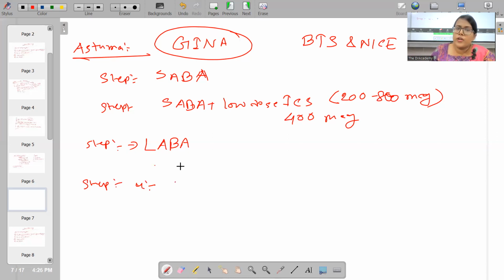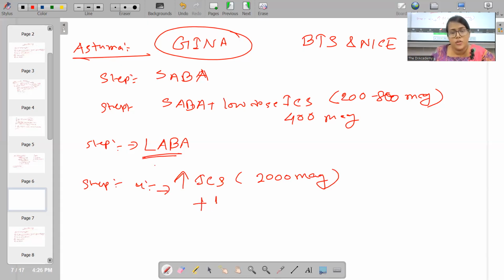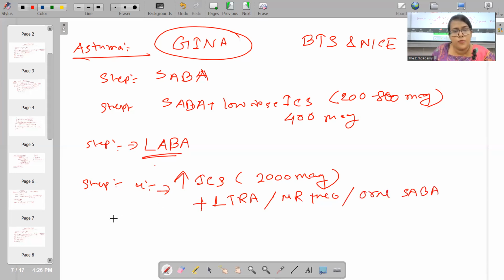Here in step 4, if there is no response to LABA, then you can also stop the LABA here, okay? And increase to the maximal high dose of inhaled corticosteroid in step 4, maybe even 2000 mcg, you can go for that in step 4 management. And if still not showing symptom control, then you can consider adding another medication like leukotriene receptor antagonists such as montelukast, or modified release theophylline, or even oral SABAs, like in the tablet form.